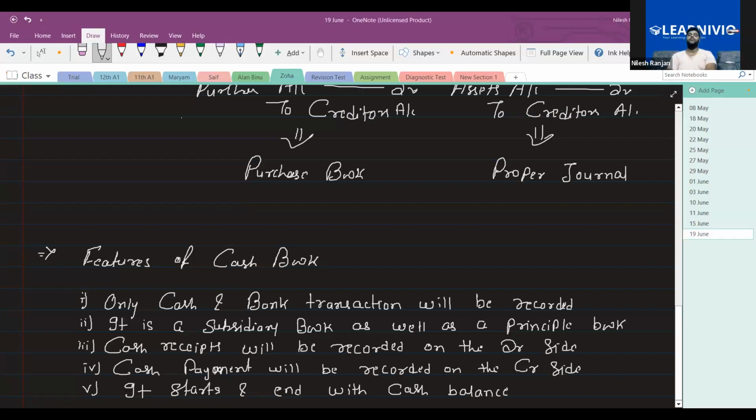It starts and ends with cash balance. In every year, like in the beginning of the year or at the end of the year, there will be some cash balance. It is nearly impossible that in every year your cash balance is nil, like at the end of the year you spend all the money you have. It's not possible to spend all your money.